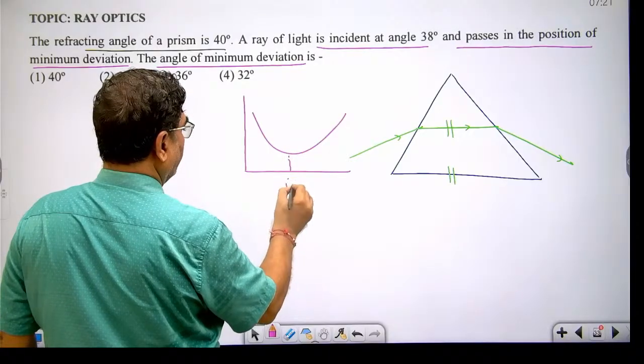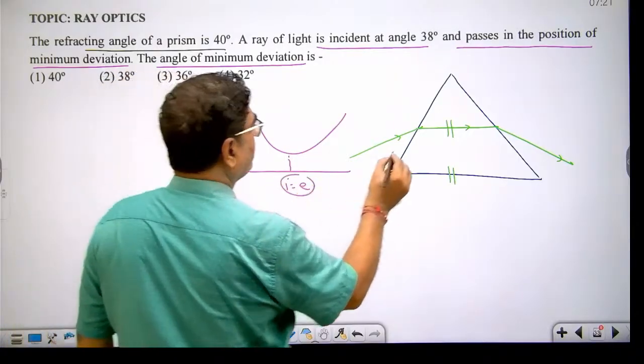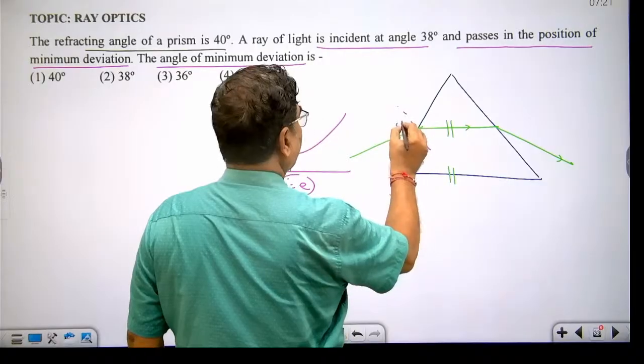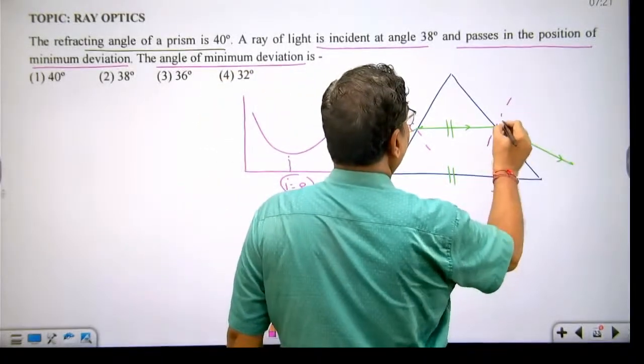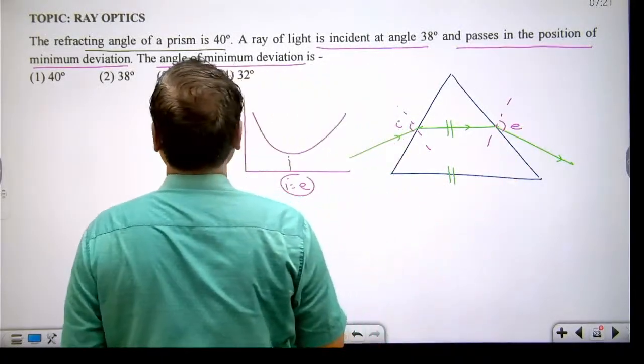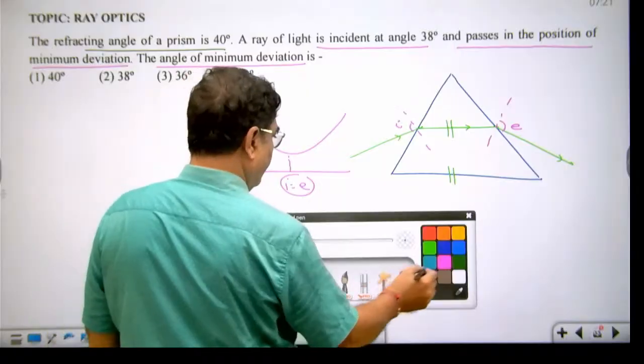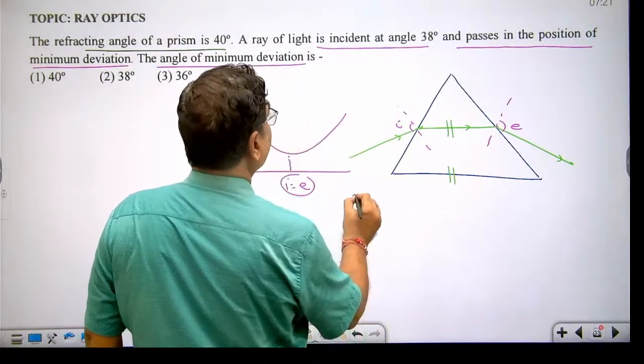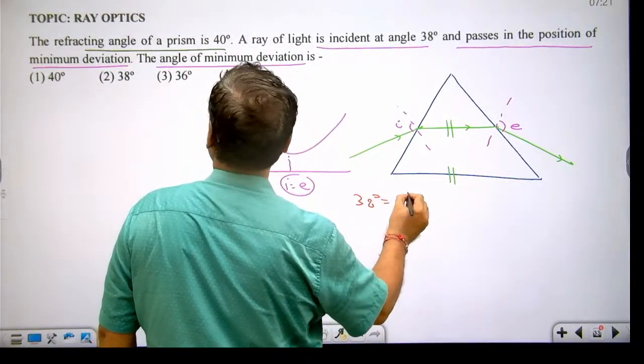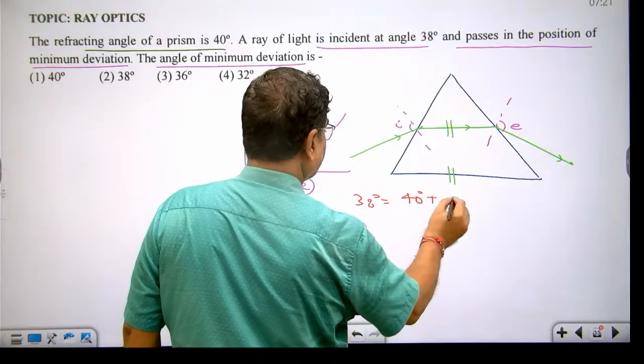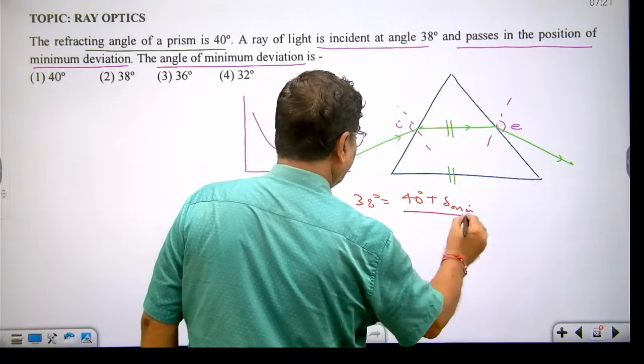The situation of minimum deviation comes when I remains equal to E. This is I and this is E, angle of emergence. Okay. And what is I? I is equal to A plus delta M upon 2. So I equals A plus delta minimum upon 2.